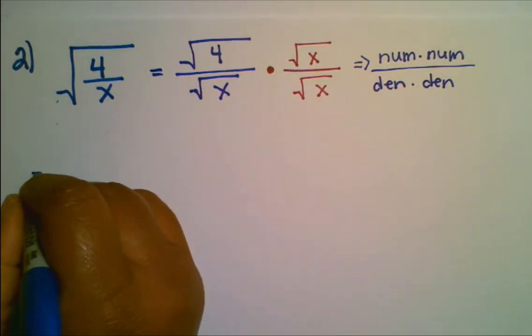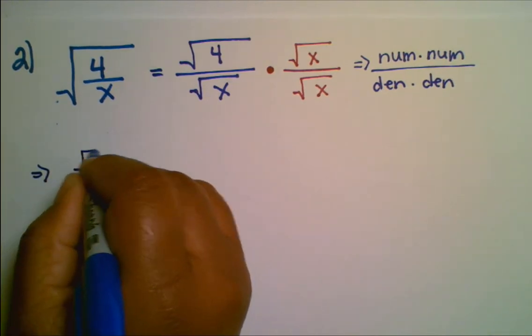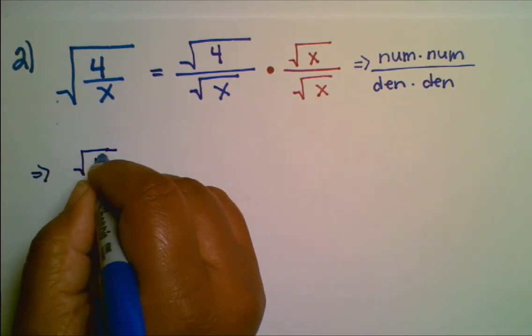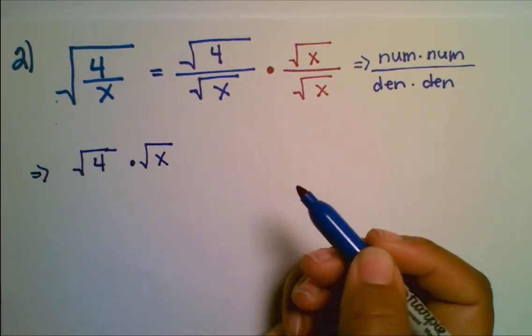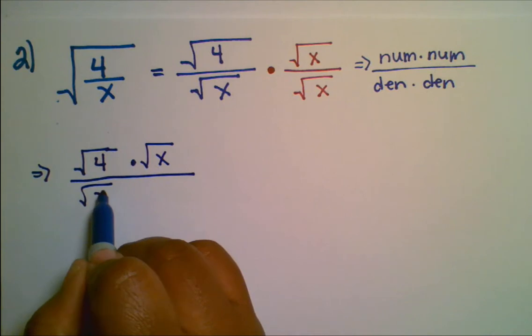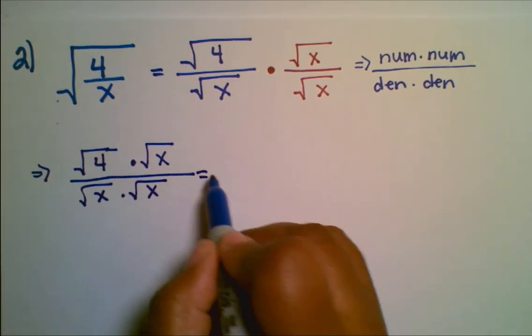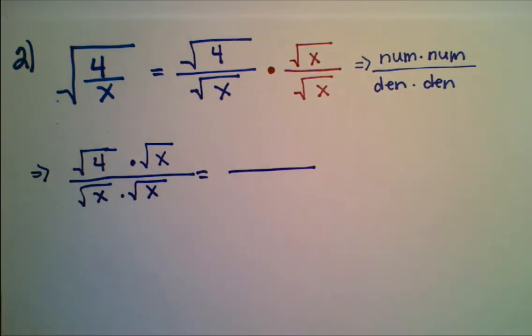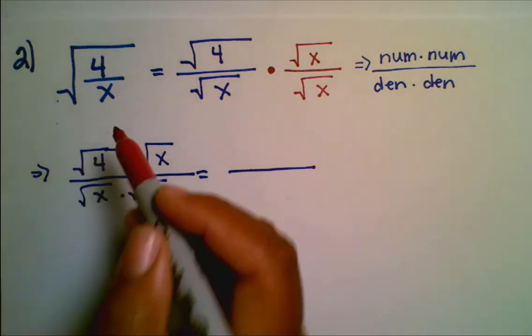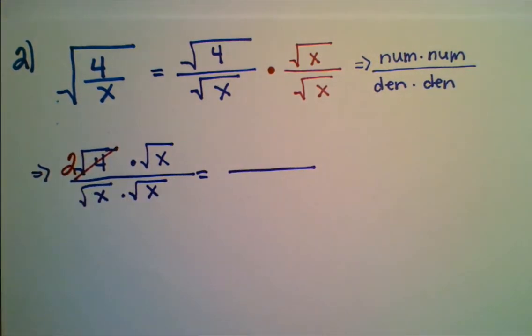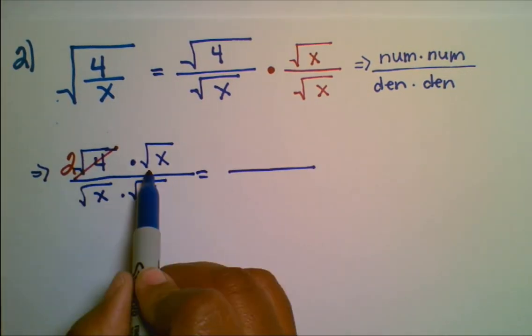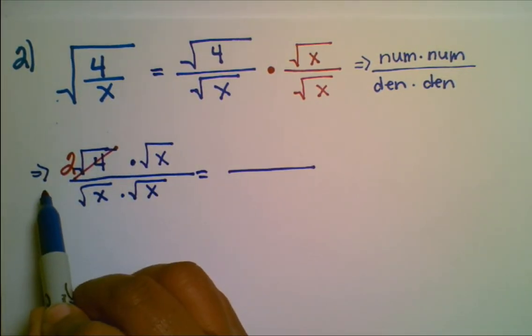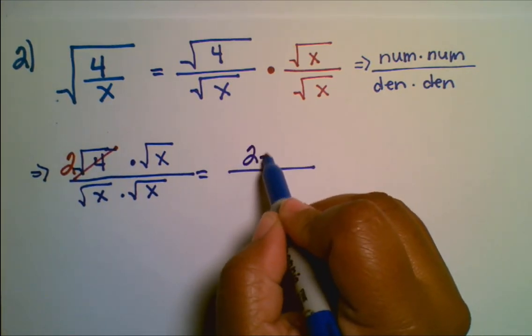So we have here the square root of 4 times the square root of x. And in our denominator, we have the square root of x times the square root of x. So before we multiply our numerators together, can we take the square root of 4? Yes, you can. The square root of 4 is 2. That's a perfect square. So we have here in our numerator 2 times the square root of x. So the 2 is going to go on the outside of the radical. We have 2 square root of x.